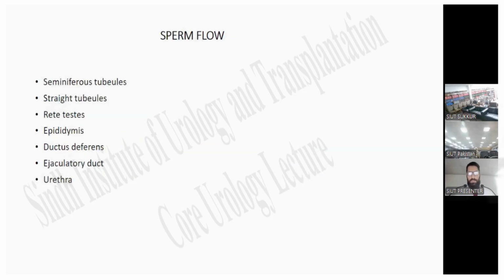So the sperm flows from the seminiferous tubules through straight tubules into the rete testis and then into the epididymis, vas deferens, and ejaculatory duct, and then into the urethra to the exterior.